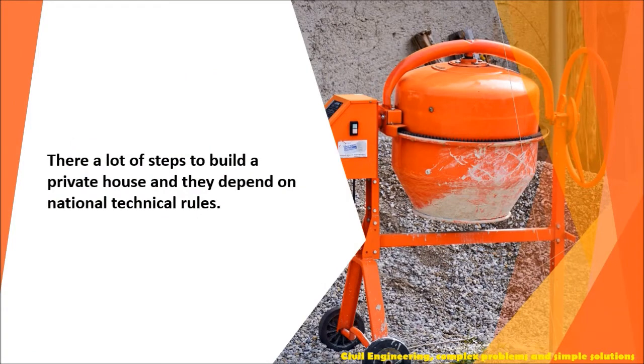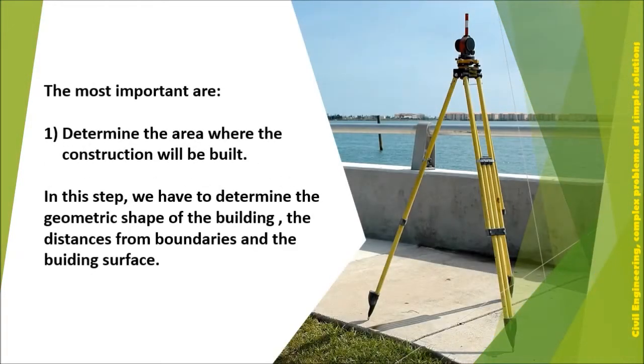There are a lot of steps to build a private house and they depend on national technical rules. The most important are: determine the area where the construction will be built. In this step, we have to determine the geometric shape of the building, the distances from boundaries and the building surface.